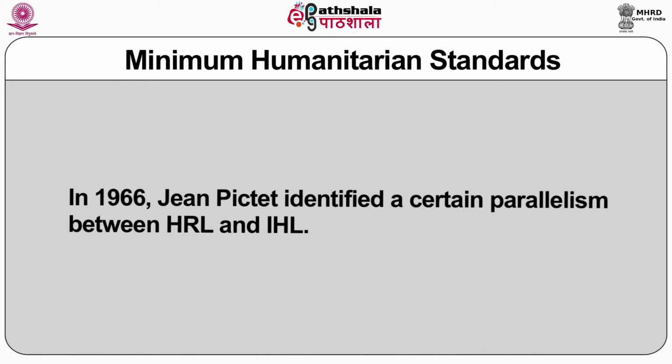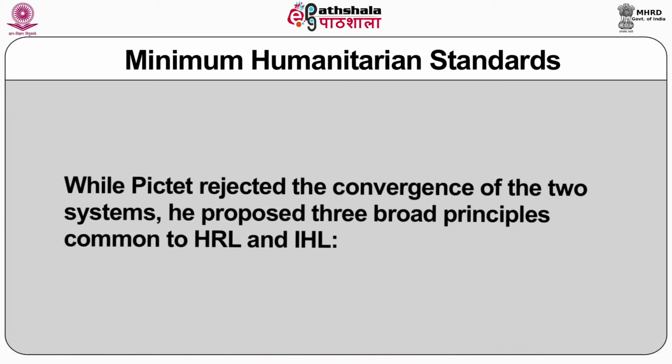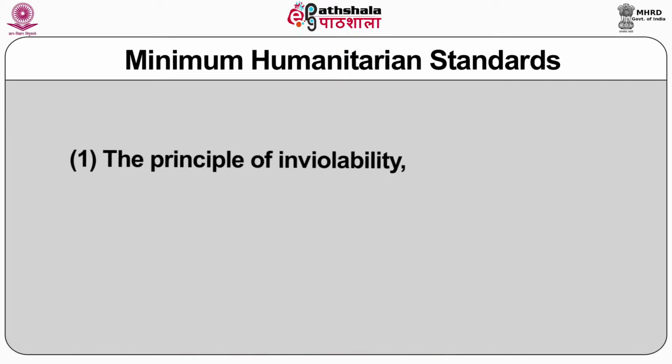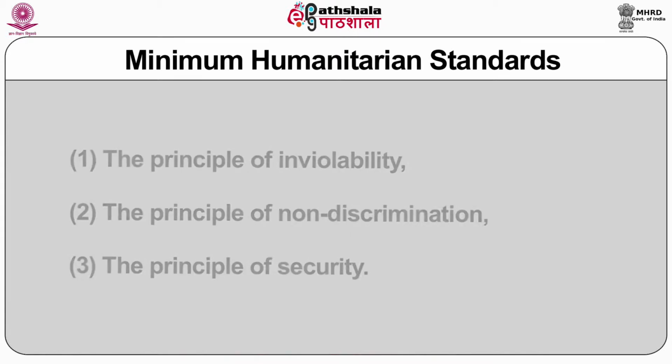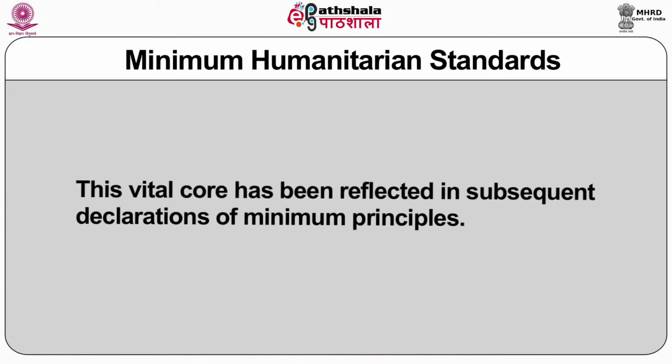identified a certain parallelism between HRL and IHL. While Pictet rejected convergence of the two systems, he proposed three broad principles common to HRL and IHL. First being the principle of inviolability, second the principle of non-discrimination, and third the principle of security. This vital core has been reflected in subsequent declarations of minimum principles.